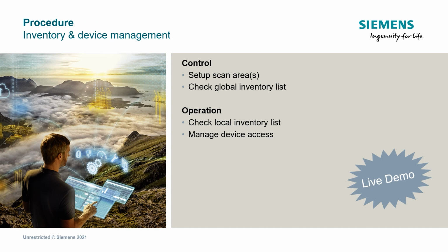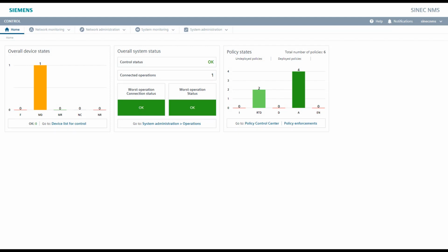First, we'll go to our control, that is the higher level instance, where we'll edit the scan areas or add a new scan area for our network. Afterwards, we'll take a look at the global inventory list and what options we have to export it. In the next step, we switch to our operations, that is the local instance, and take a look at the local inventory list there, and also manage the device access. Let's now switch directly into the SINEC NMS.